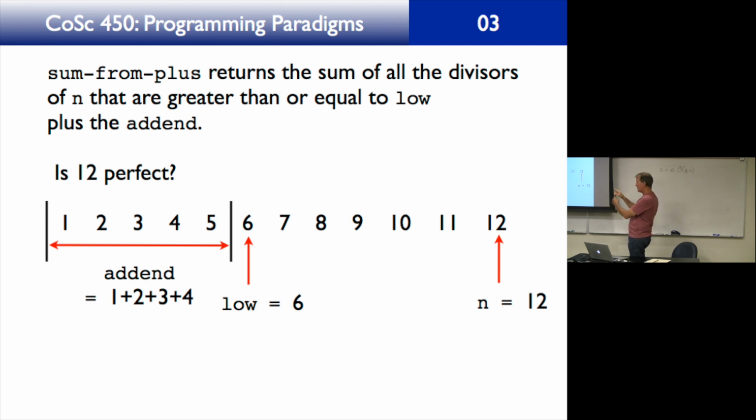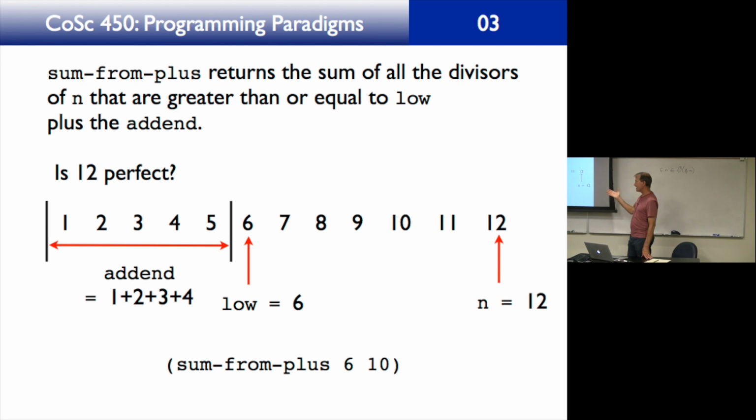And each time it goes up, if it does divide it, we add it. If it doesn't divide it, we don't. But in either case, we go up, and the addend will still contain the sum of the divisors of n of all the integers that are less than low. So the example here is, eventually when we do this recursively, one of the calls will be sum from plus 6, 10. And this is the picture of what that will be.